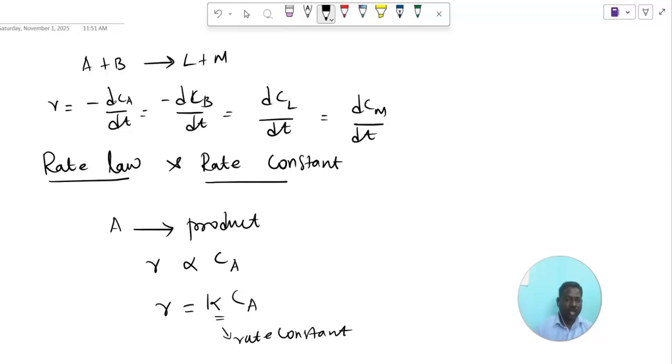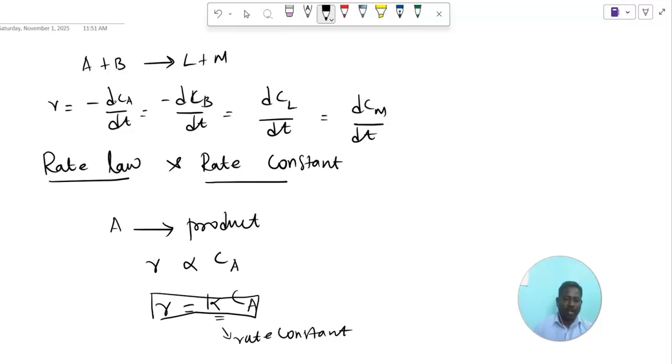So rate directly depends upon the concentration of reactant A. If you remove the proportionality, we have to include a proportionality constant, that is nothing but K. So R equal to K into Ca. This is how we are writing the rate law of the reaction.